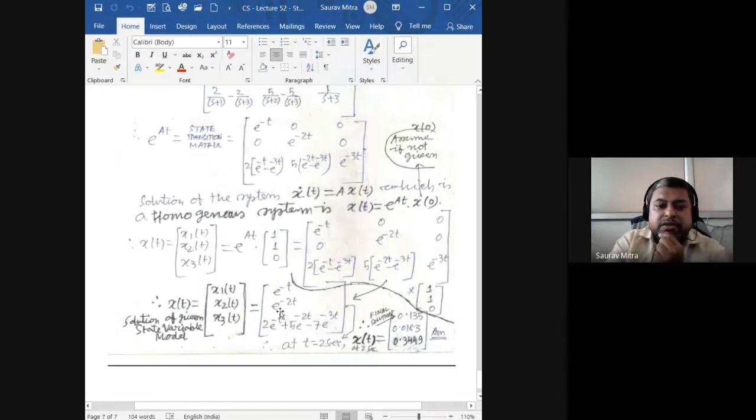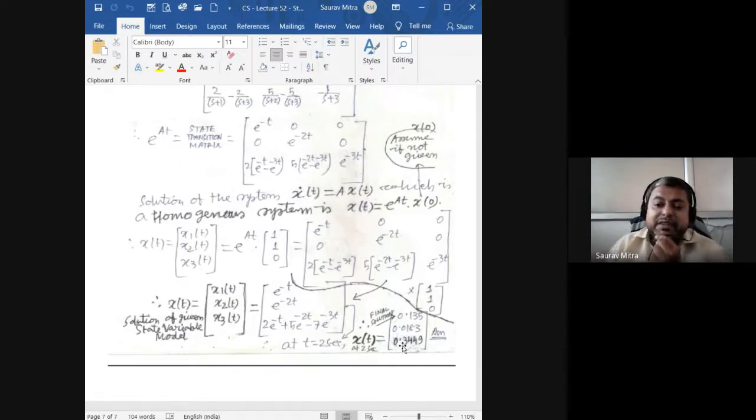e raised to minus 2 is 0.135. Here I also substitute 2, so you find e raised to minus 4. This is 0.0183. And in the last line also substitute t equal to 2, you are going to find 0.3449. So this is actually how the state at any time is found for the given state variable. Now we have found x(t) is 0.135, that means this is x1(t) at t equal to 2, that means this is x1(2). Below this is x2, the second state variable at time 2. And the last one is x3(2), that means the x3 state variable at time 2.